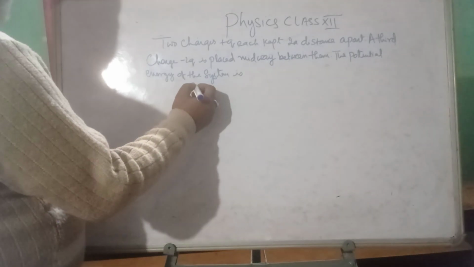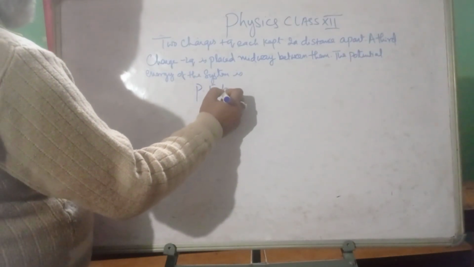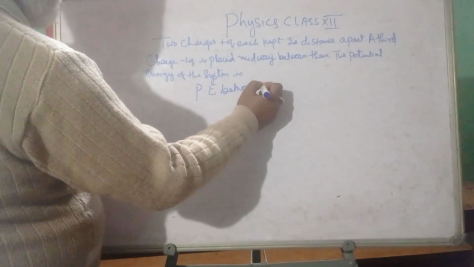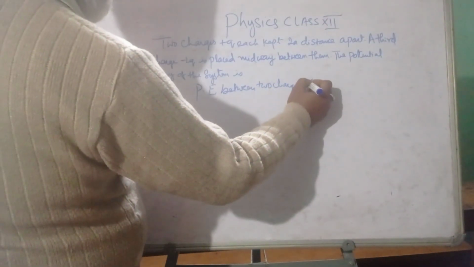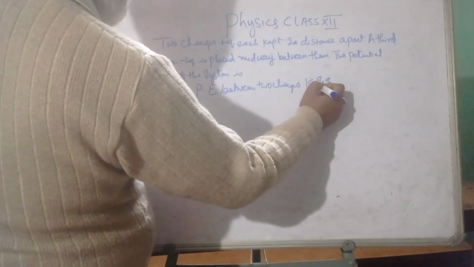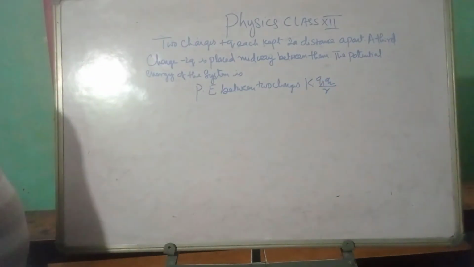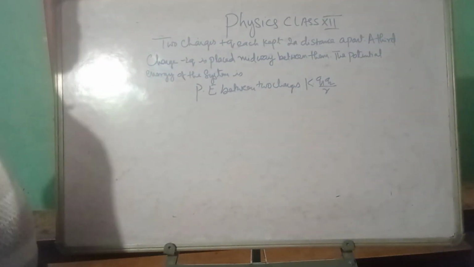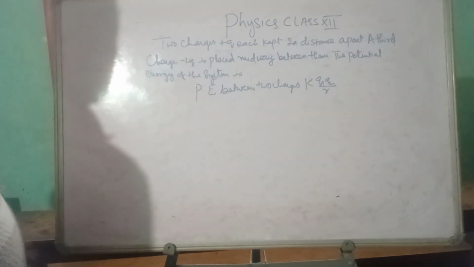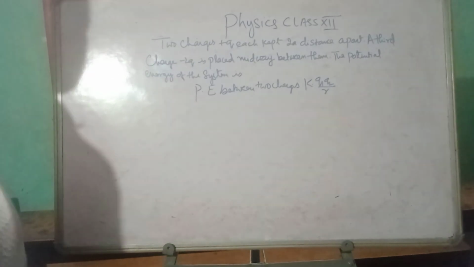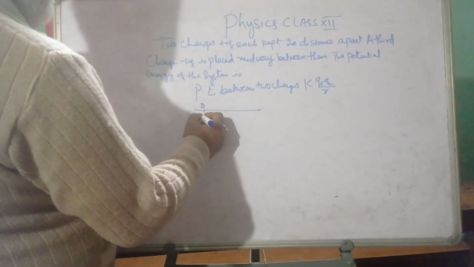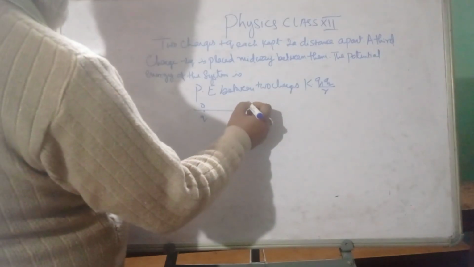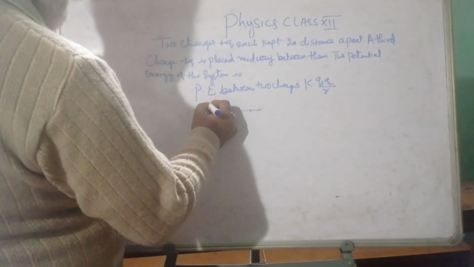We know that the potential energy between two charges is k q1 into q2 by r. So here, say two charges plus q each are kept at 2a distance apart. A third charge minus 2q is placed midway between them. So let us take that one charge is at 0 position, and this is q, and another charge is at 2a distance.